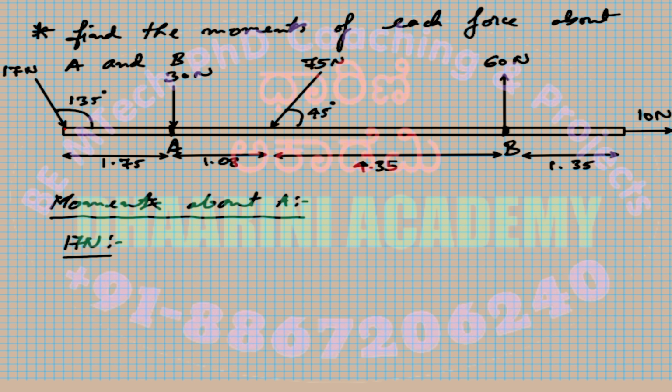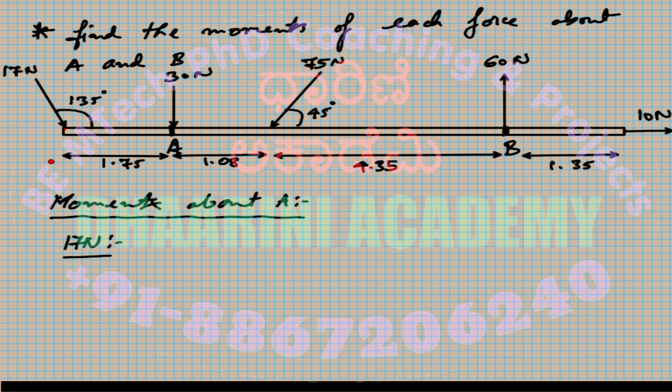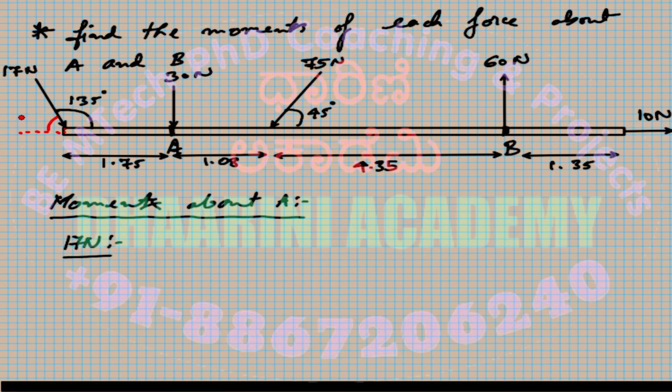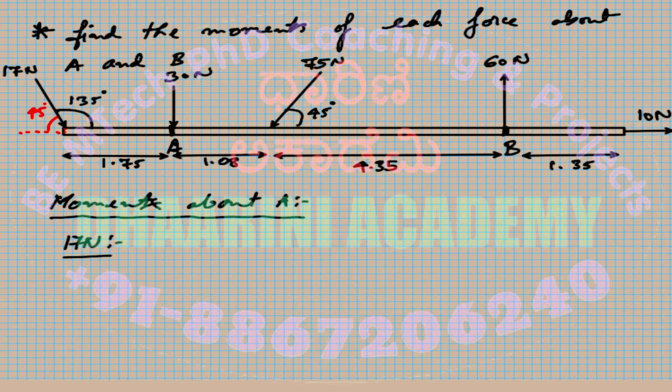So now you can see that if it is making 135, it means what is the other angle, right? The angle made by the 17 Newton force with respect to the x-axis is 180 minus 135. So this is actually 45 degrees, right? So now, I cannot solve this directly.